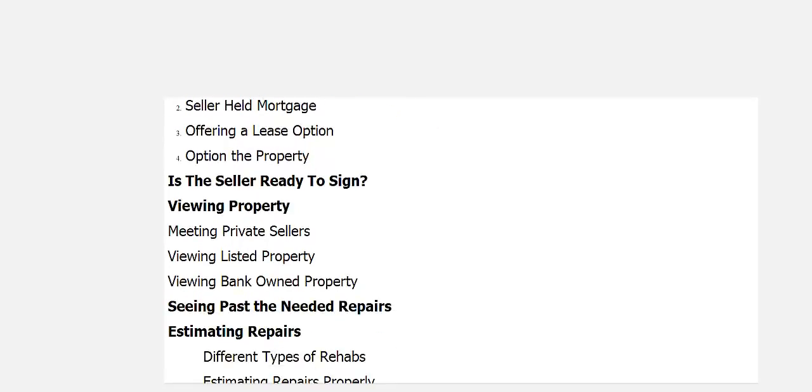When you view the property, how do you meet private sellers? What do you say to them? What do you say when you have a listed property with an agent? And what do you say when you have a bank-owned property with a REO? Seeing past the needed repairs.